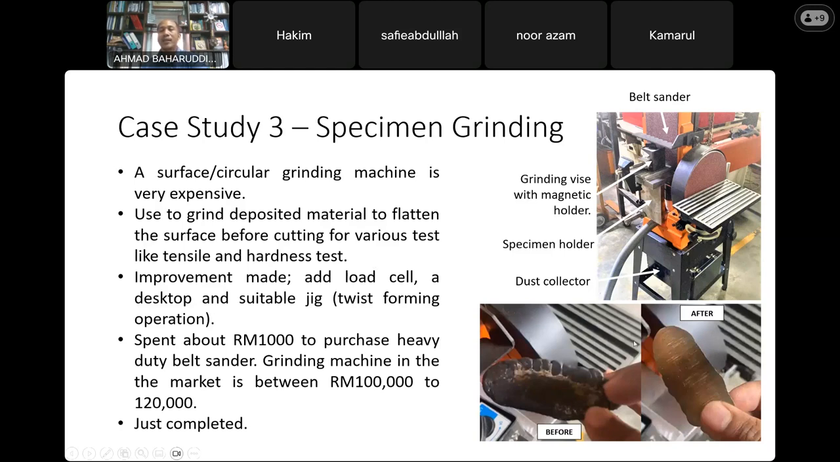So then we can grind our specimen before we send it for wire cut to produce the dog bone shape. And this is just completed and ready to be used by this FYP batch.